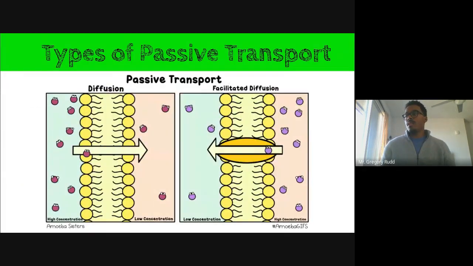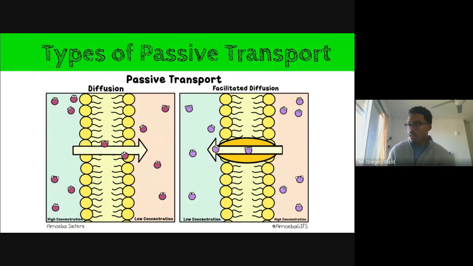So here's passive transport. We can see diffusion on the left. This is a cool animation from the Amoeba Sisters. On the left, we can see that molecule that's kind of like a fuchsia pink color moving through the membrane by itself. It doesn't need any help. It just kind of diffuses through the membrane.